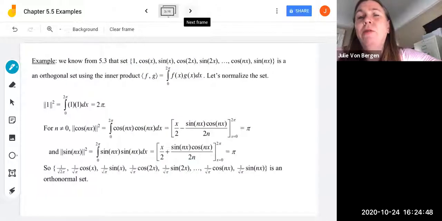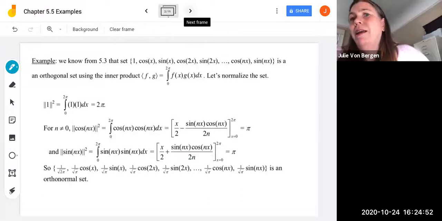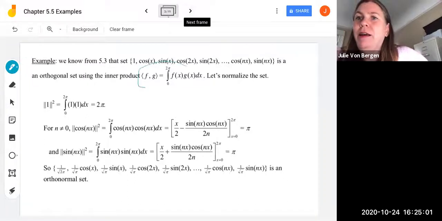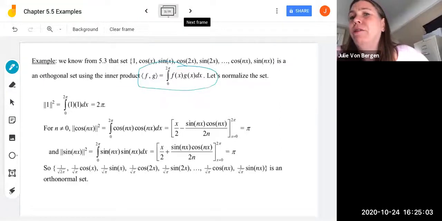All right, so we know from section 5.3 that this set 1, cosine x, sine x, all the way through cosine nx, sine nx, is an orthogonal set using this inner product, the integral from 0 to 2 pi of f of x multiplied by g of x, all integrated with respect to x. And so let's go ahead and normalize that set. Remember, we are on the set of continuous functions here from 0 to 2 pi.